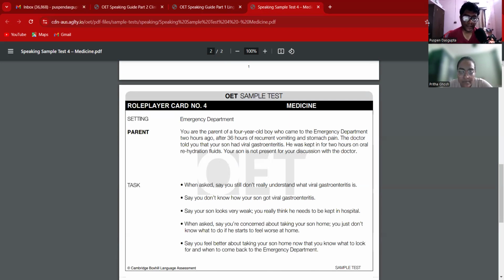You will get two such cards during the exam. When you're given this card, you probably will get, I think, 5 minutes per card or 10 minutes, I'm not sure. But the time will be clearly mentioned, of course. And you get to look at the card throughout the task, so you don't have to memorize the tasks. But when you're reading it, if you have any doubts about any word that is used, you can easily ask the interlocutor without any hesitation.